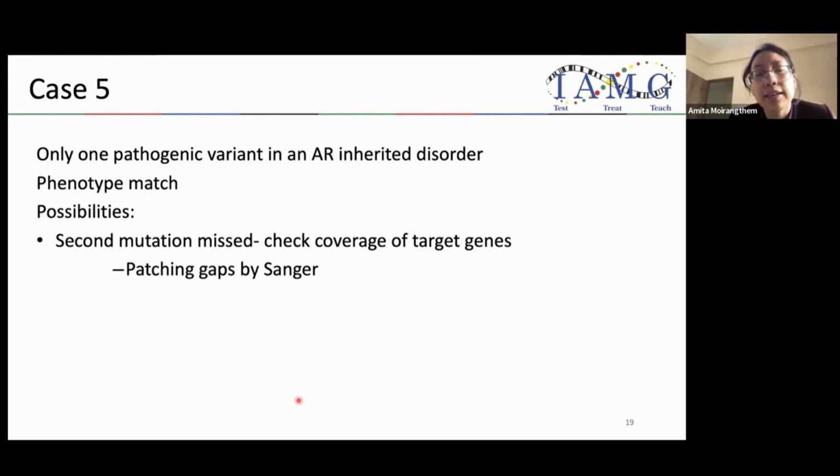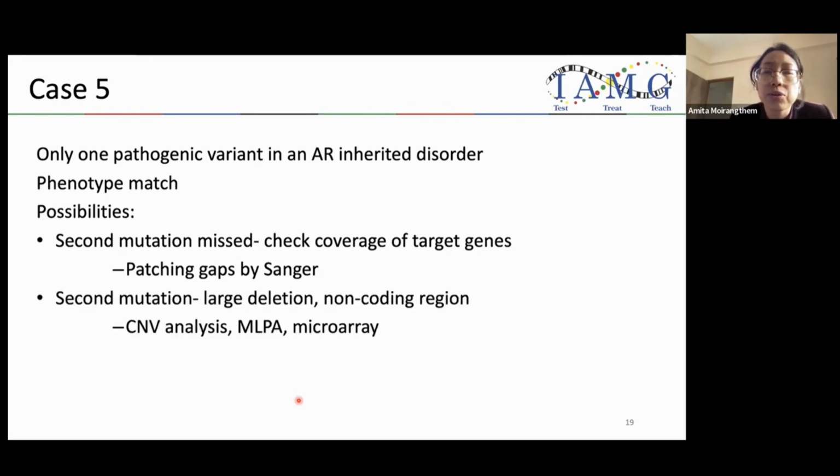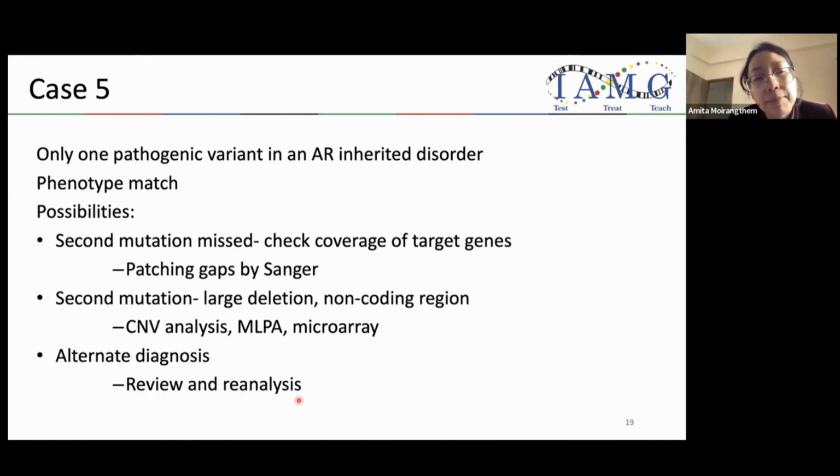It can be missed because of technical issues like coverage issues where certain parts of the genes might not be covered. In those cases, we may consider patching of the gaps by Sanger sequencing, or the mutation may be missed because it is an intronic mutation in the non-coding region, or it may be a large deletion or structural variation which is not detected by exome sequencing. So alternative methods like CNV analysis from the whole exome data, or a microarray, or MLPA for that particular gene might be employed to identify such second mutations. Or altogether, it may be that we are being misled by the clinical picture, and the patient may actually have a completely different diagnosis. So in that case, we need to again go back and review the phenotype and reanalyze the exome data in view of this information.